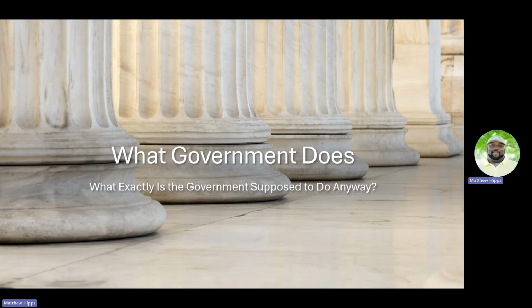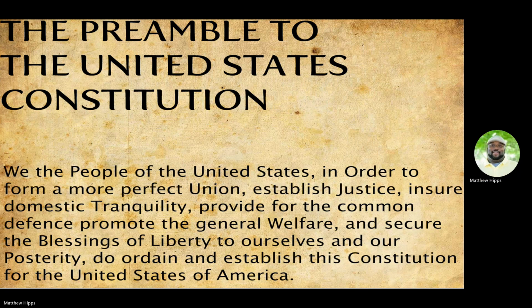So we're going to finish up by talking about what government does. You can find what the role of government should be in the preamble to the Constitution. It says, "We, the people of the United States, in order to form a more perfect union, establish justice, ensure domestic tranquility, provide for the common defense, promote the general welfare, and secure the blessings of liberty to ourselves and our posterity, do ordain and establish this Constitution of the United States of America."